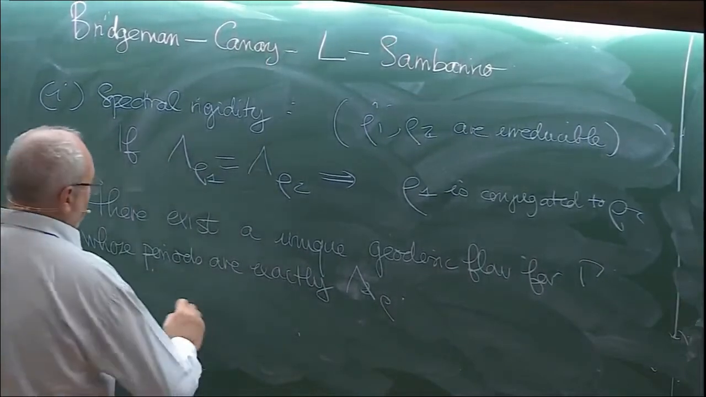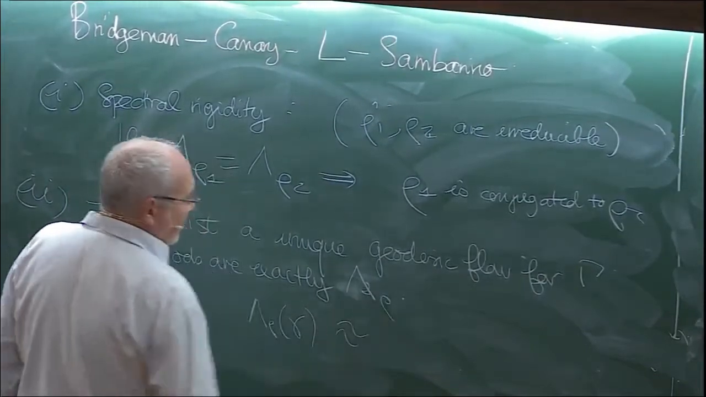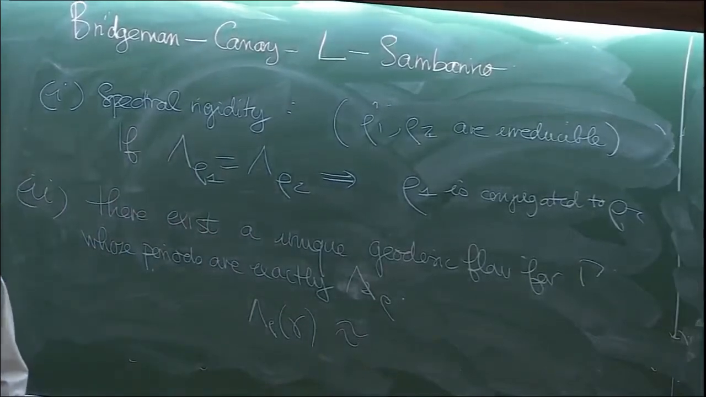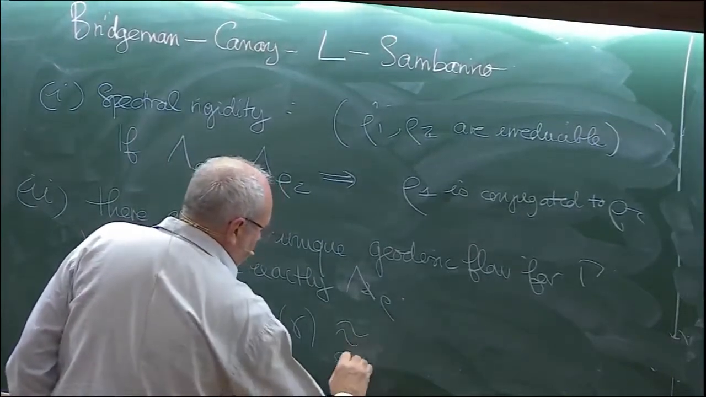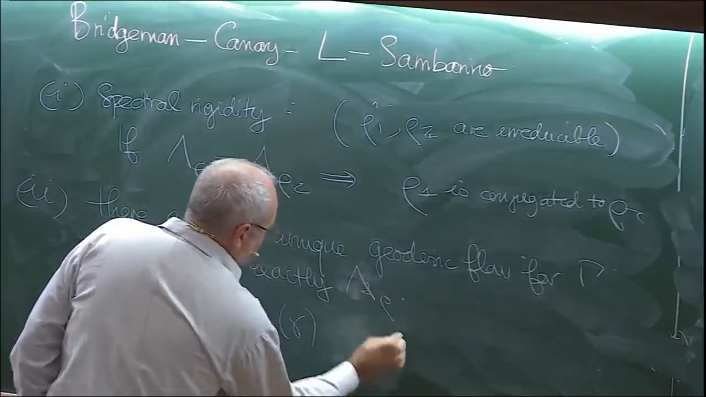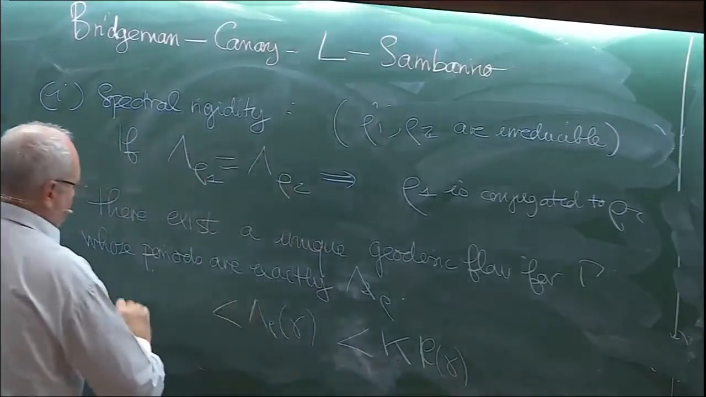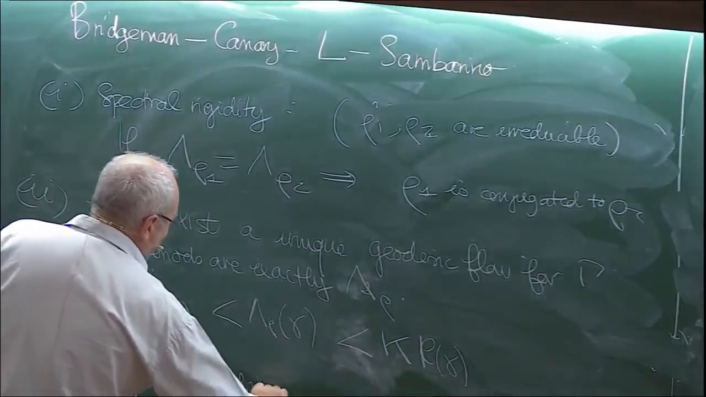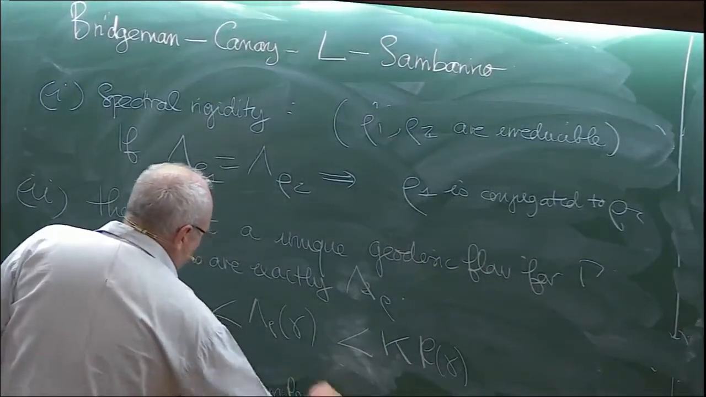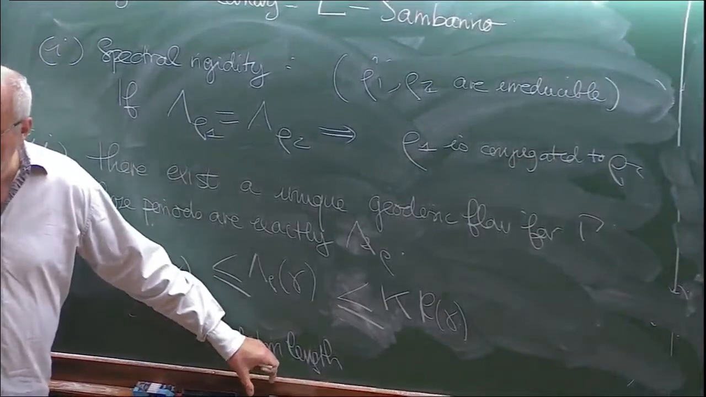And in particular, as a corollary, you obtain that lambda rho of gamma is coarsely equivalent, meaning that it's less than k times L of gamma and more than 1 over k times L of gamma, where this is a translation length. Yes, it's bi-Lipschitz equivalent to the word length. So that's a consequence of that.